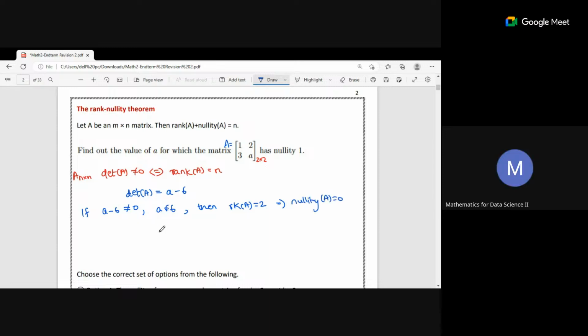So then what should be your A so that nullity is equal to 1? 6. So if A is equal to 6, you know that rank of A is 1 and also nullity of A is also 1. Is it possible the rank is equal to 0 in this case? No, ma'am, because for rank 0, it should have all entries 0. Yes, it is a non-zero matrix. Okay. Fine.